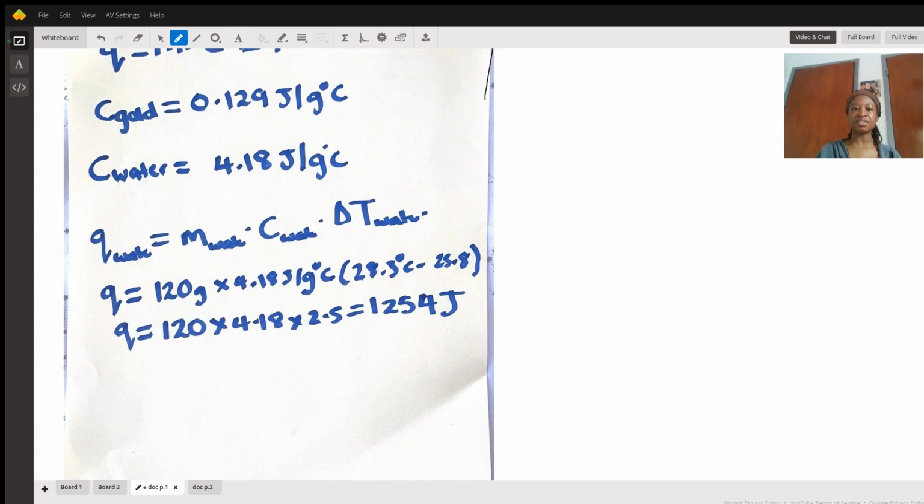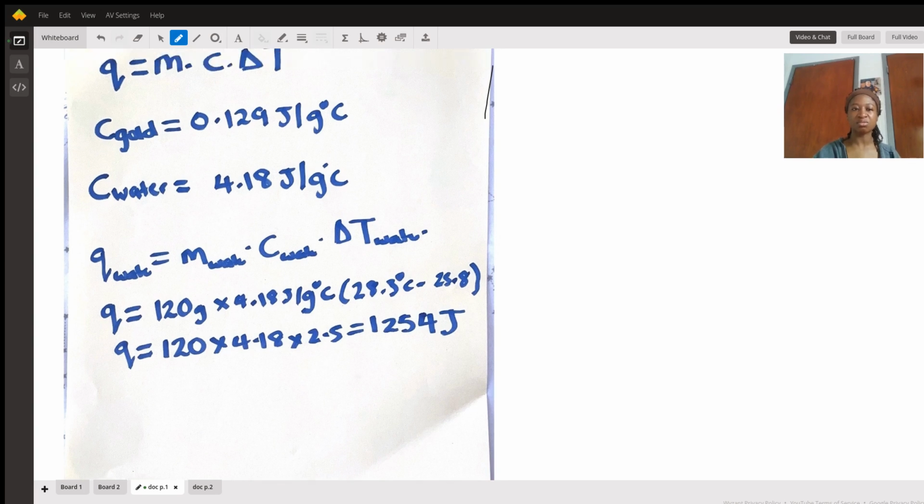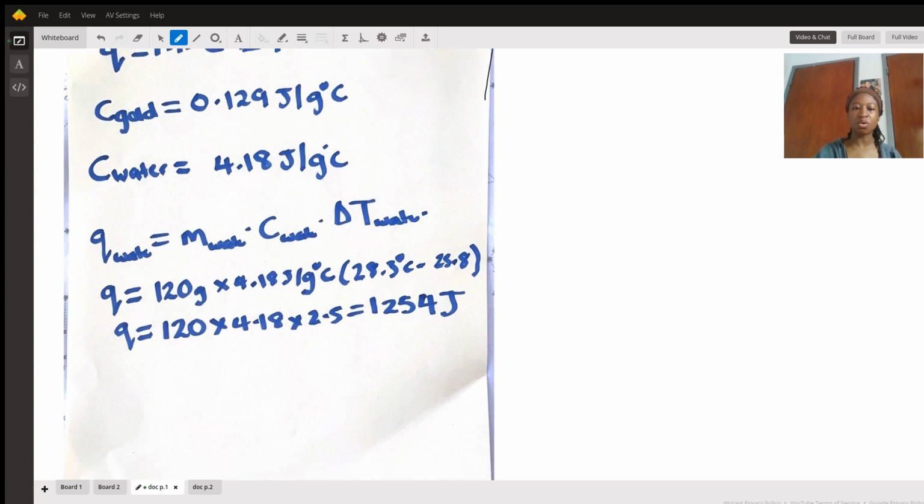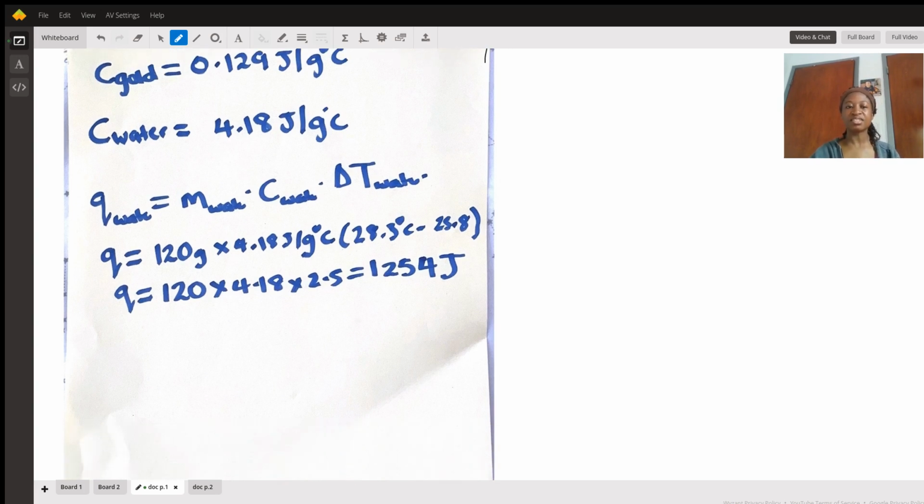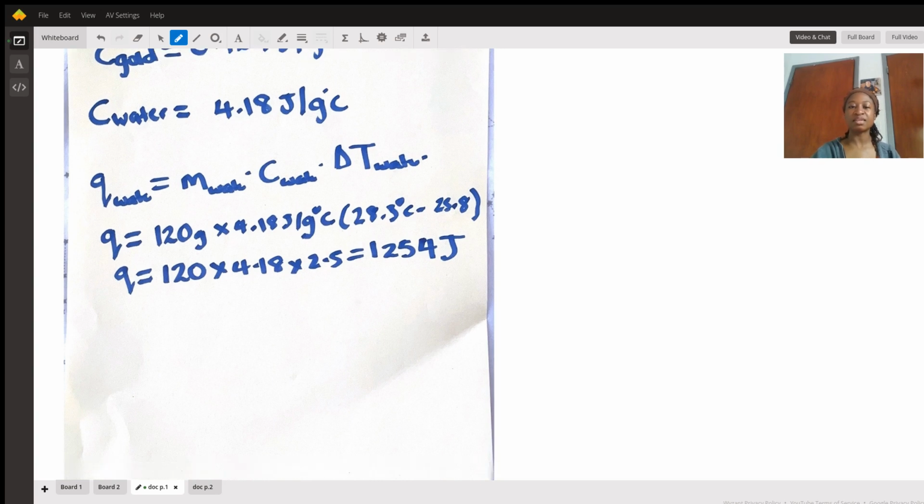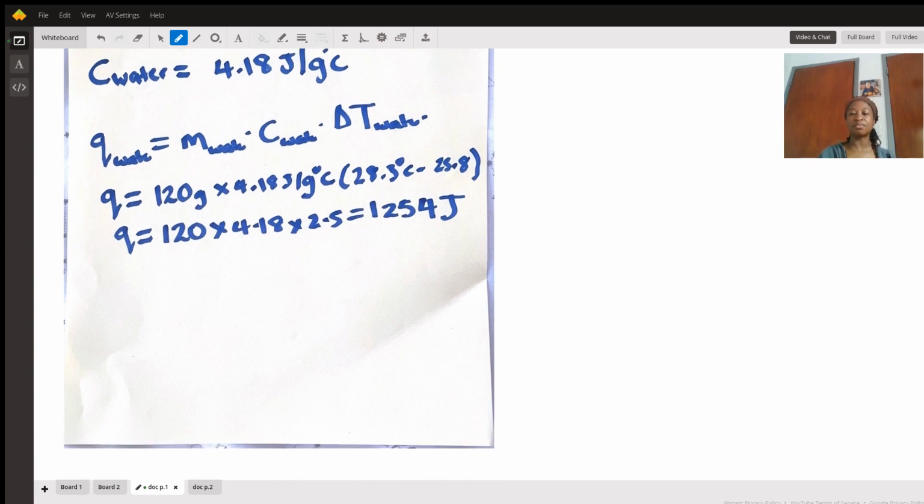Now, the first thing that you want to do is focus on the water, like how much heat the water gained when it comes to heat transfer. Since we're going to focus on that now, we're going to put Q water equal to M water times C water times the delta T change. We plug in the information specifically for the water: the 120 mass, the 4.18, and the change in temperature. That's when we get 1254 joules.